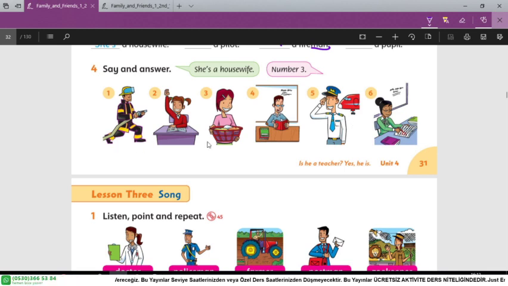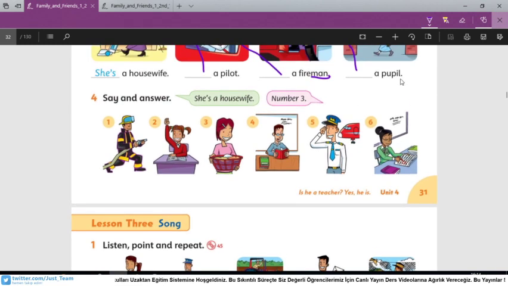Peki, hangisi hangisiydi? He is a firefighter. What about the second one? What's this? Can you write it? For example, is she a housewife? Is she a pilot? No, she is a pupil. Like this. She is a pupil.